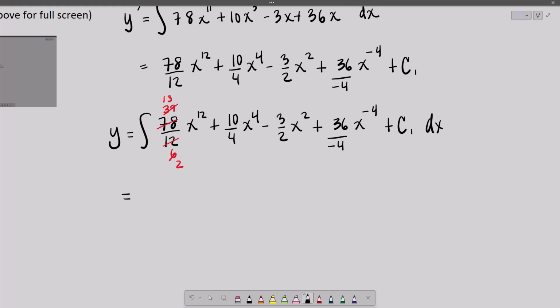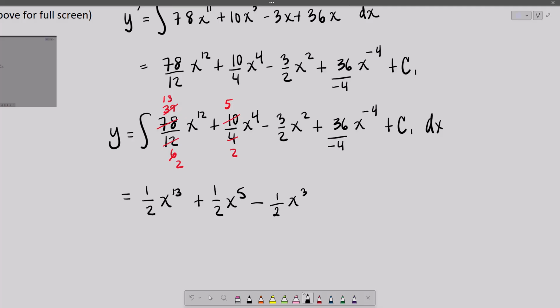Oh, look at that. So this is going to be x to the 13 over 13. And so the 13s will cancel. The over 13 will cancel. So we'll get 1/2 x to the 13th plus this one, we're going to have a 5 and a 2. And when we integrate, we're going to get x to the 5 over 5. The 5s will cancel, so we'll get 1/2 x to the 5th. Minus, here we'll get x to the 3 over 3. So we're going to get 1/2 multiplied by x to the 3.